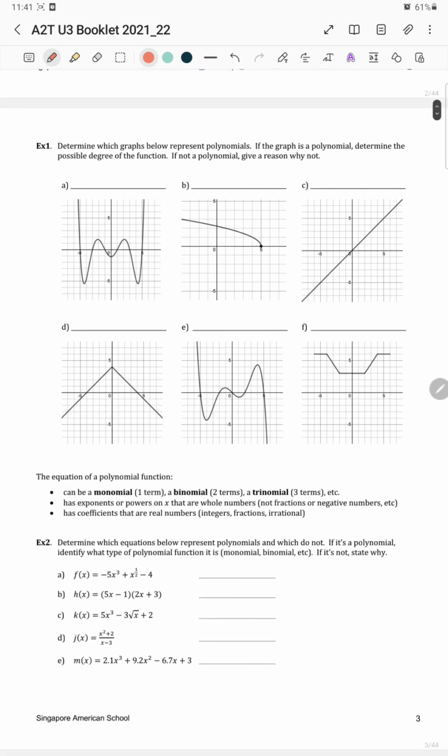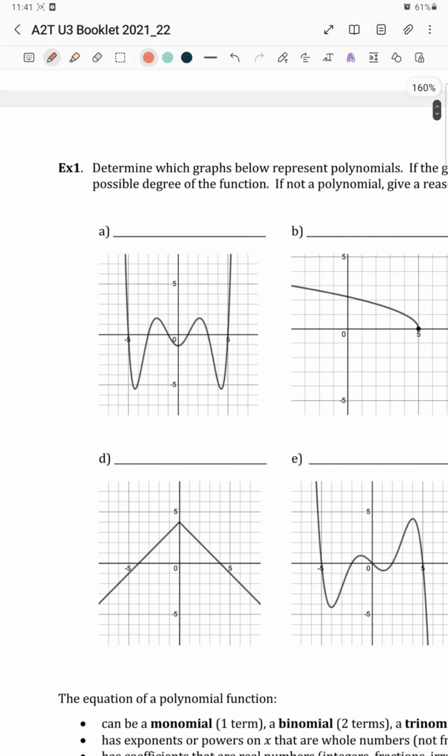Determine which graphs below represent polynomials. If the graph is a polynomial, determine the possible degree of the function. If not a polynomial, give a reason why. First of all, we would like to know if this is a polynomial or not. Yes, because polynomials never end. So it is never going to end from here, never going to end from here. So yes, it is a polynomial.